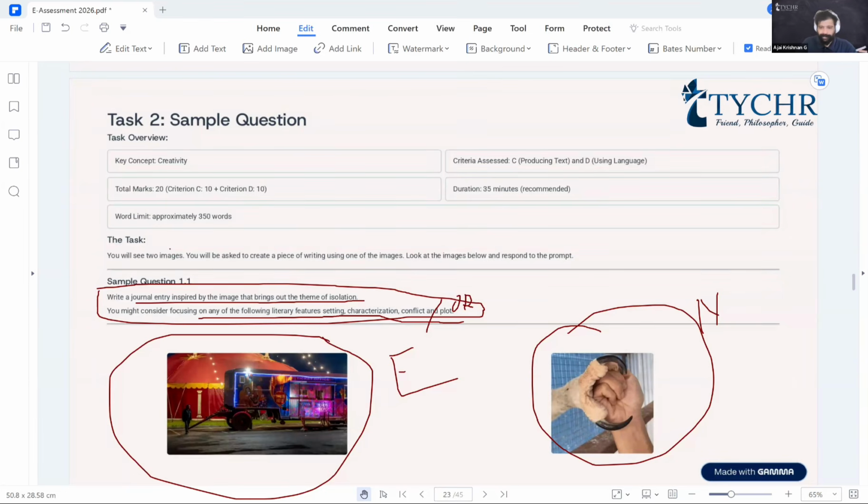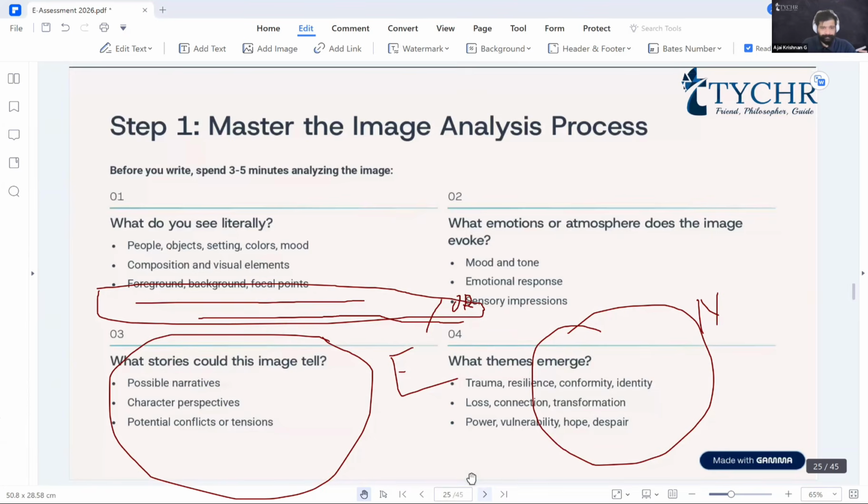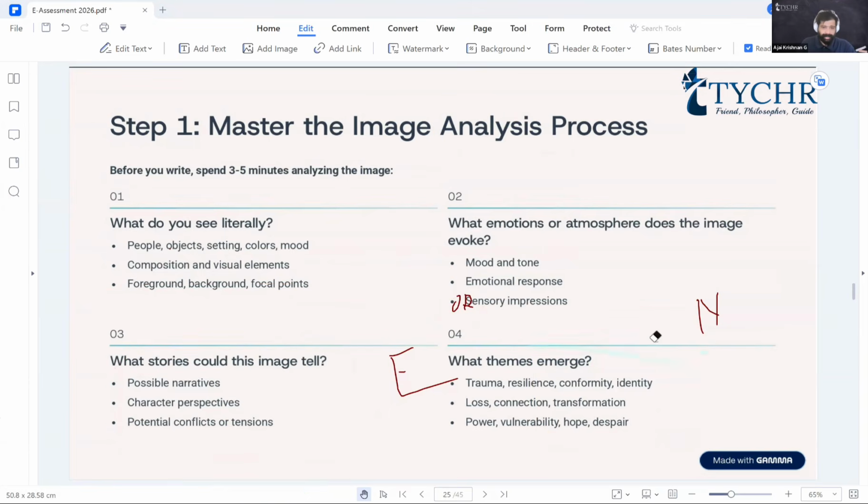So that is your task two, and what needs to be kept in mind when you write a task two is something like this. When you check the image, make sure that you're analyzing the people, the objects, the setting, all of these things, the foreground, the focal point, the emotions, the mood, the tone, all this, the sensory impressions. All of these things should be checked for when you check the specific text out there. Make sure that you have that in mind.